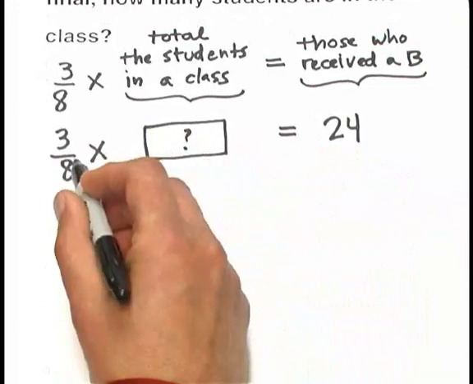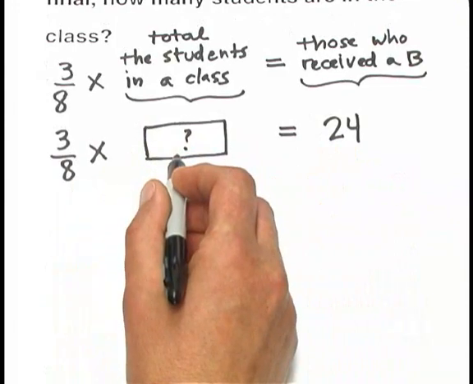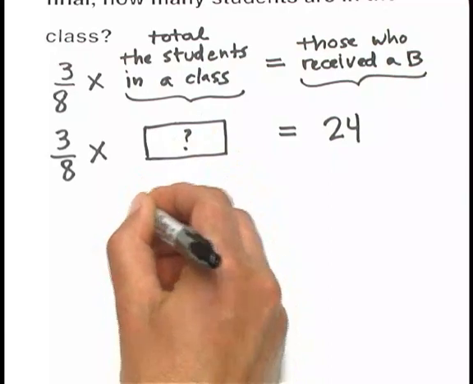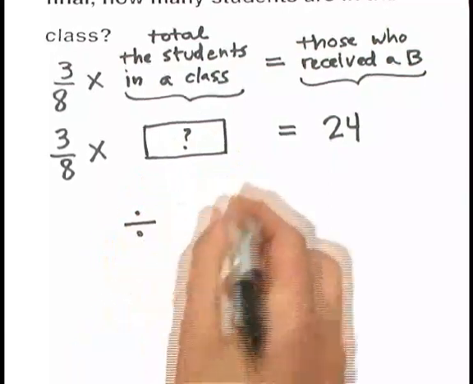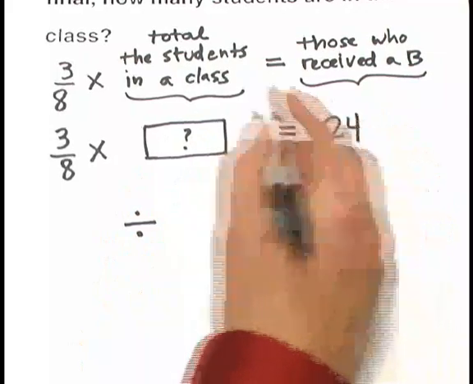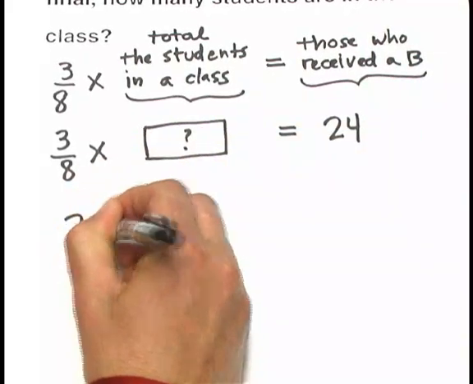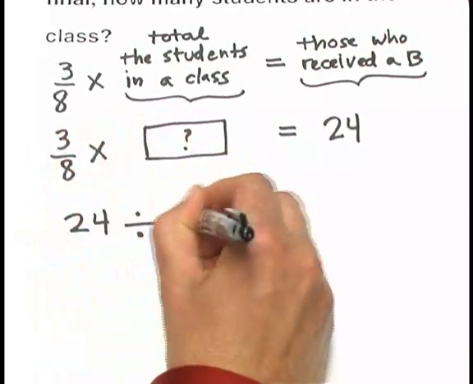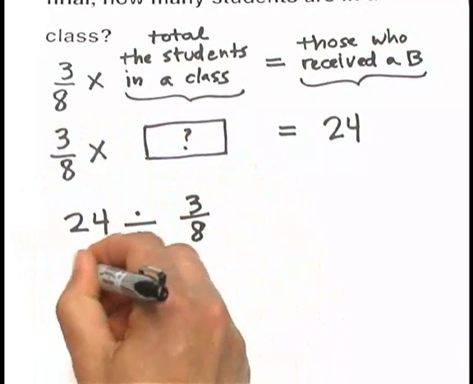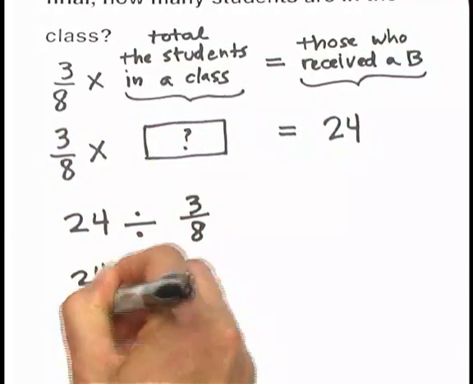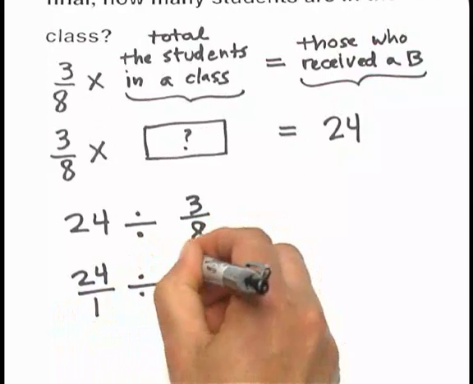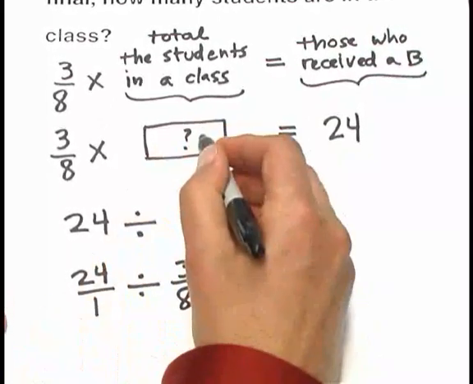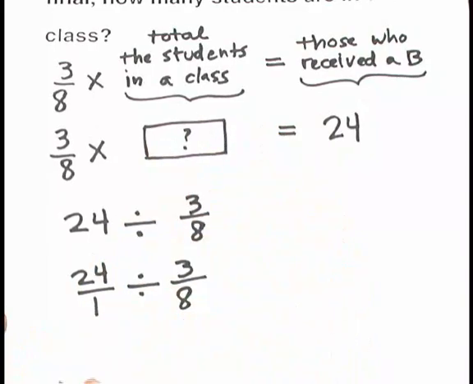We have a missing multiplier in this equation. To find a missing multiplier, we have to divide. We'll take the answer to the multiplication problem, 24, and divide by the multiplier that we have, 3/8. 24 over 1 divided by 3/8 will give us the number we're looking for in this problem.